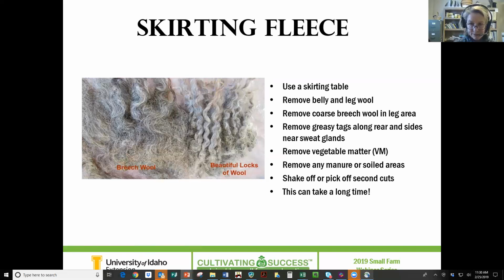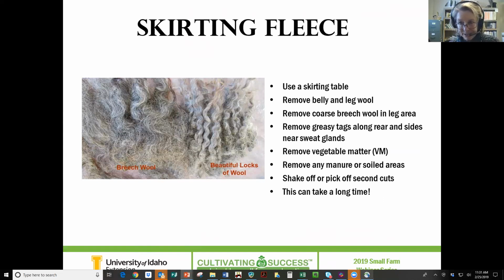You remove the belly wool. Hopefully that's removed by the shearer, and the leg wool, so that it just doesn't even come to the skirting table. You can see in this image there's the breech wool. It looks very different from the crimpy wool on the right. You don't want that breech wool. It feels more like horsehair, and it doesn't have the crimp. So you don't want the non-uniform stuff in there.